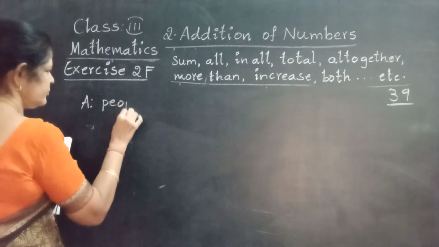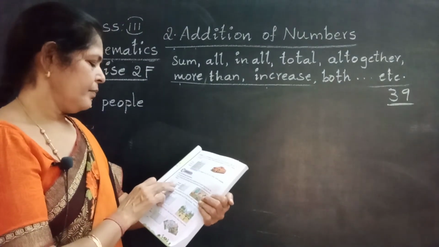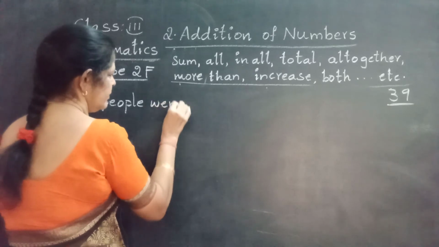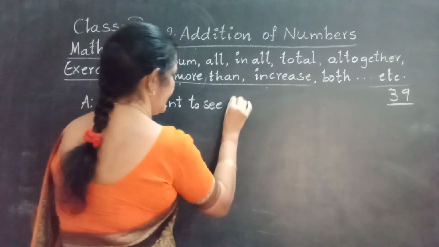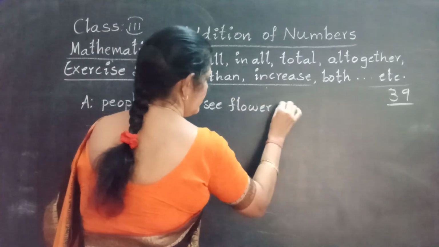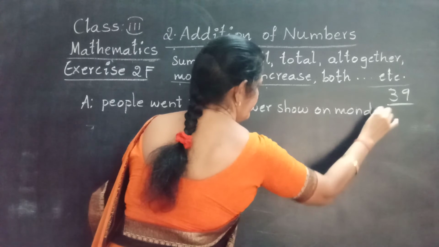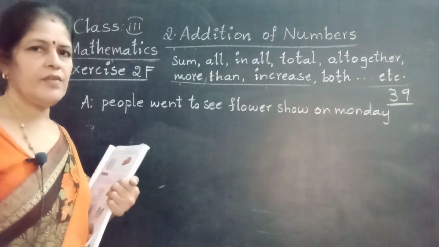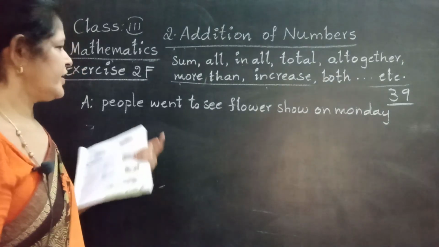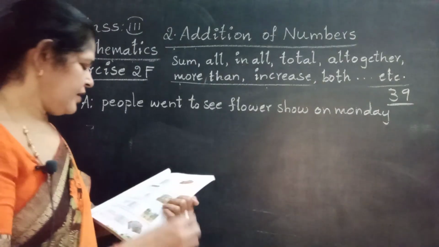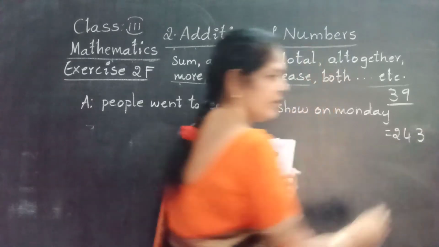People. We have to write a full sentence, but here they have given only Monday. People went to see flower show on Monday. Long step. People went to see flower show on Monday. See, how many people? I am writing here 243 people. Are you seeing the number?